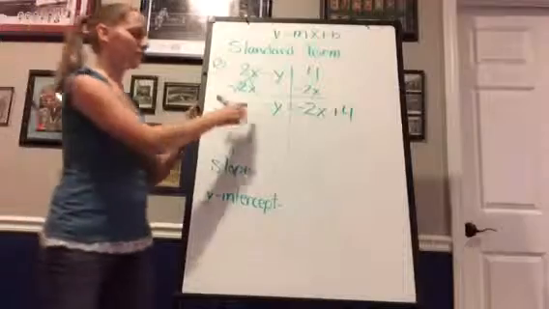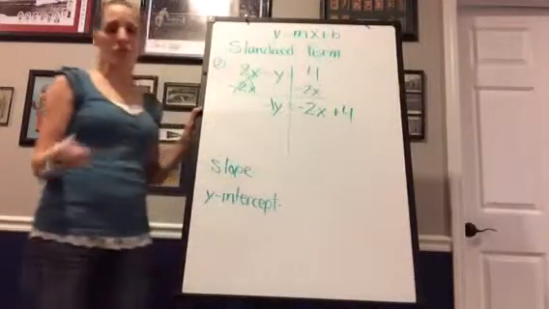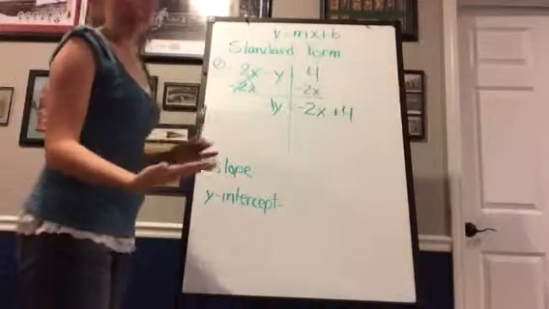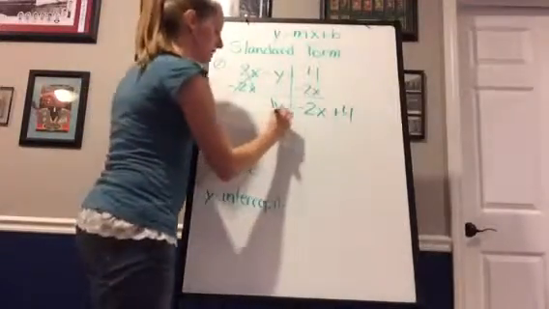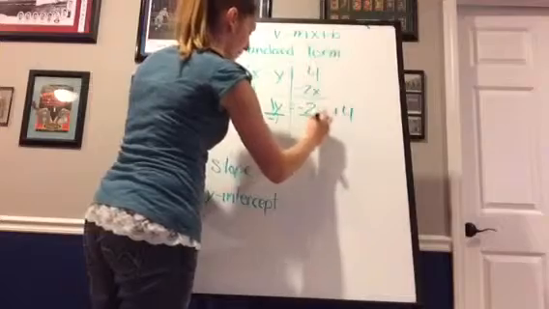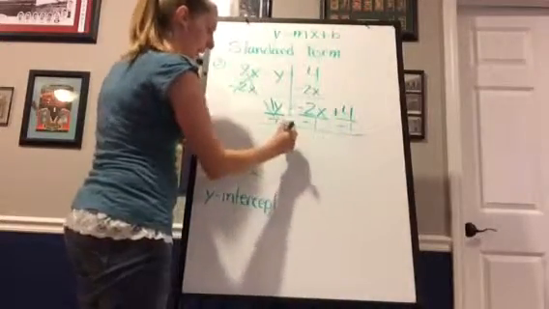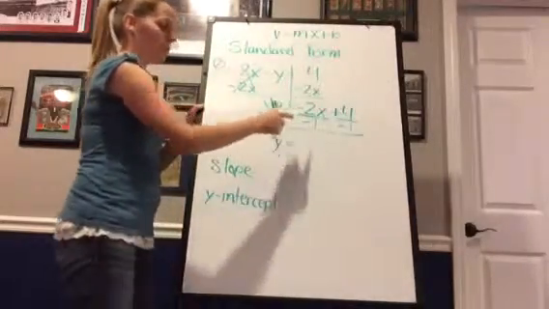Okay? Now, this negative y needs to be a negative 1y. I need to put that negative 1 in there so that I remember to divide both sides by negative 1. So make sure that you put that negative 1. So I'm going to divide everything by negative 1. I've got to get rid of that negative sign. So they cancel. I get y equals negative 2 divided by negative 1.